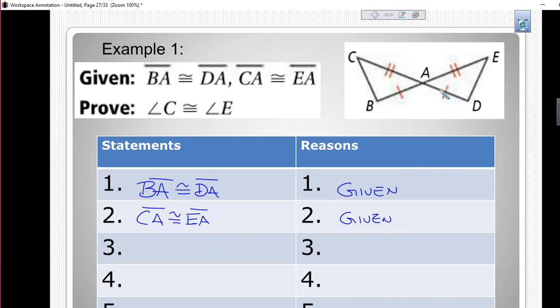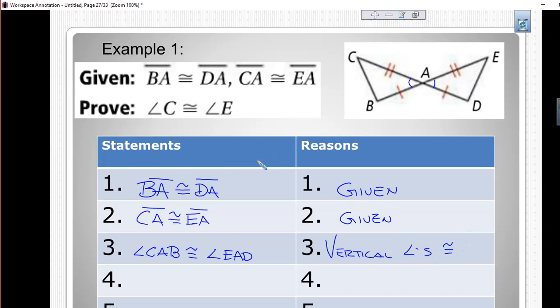So next we look at our picture. We notice that we have a pair of vertical angles that are congruent, so we need to name those. I'll just start with C: angle CAB is congruent to angle, and if I start with C, I have to go to the corresponding part, which is EAD. So these two angles are congruent, and the reason is that vertical angles are congruent.